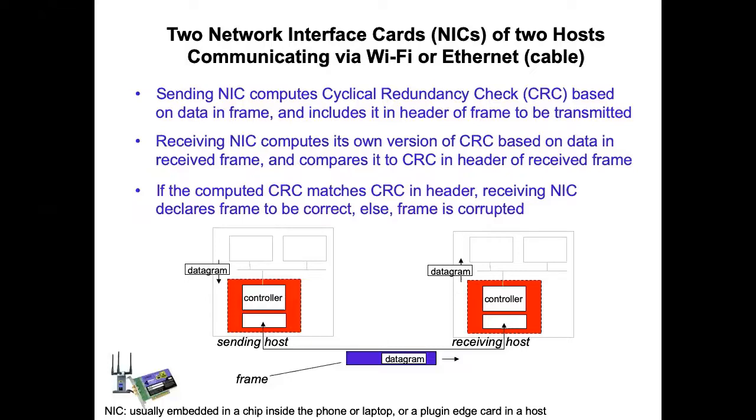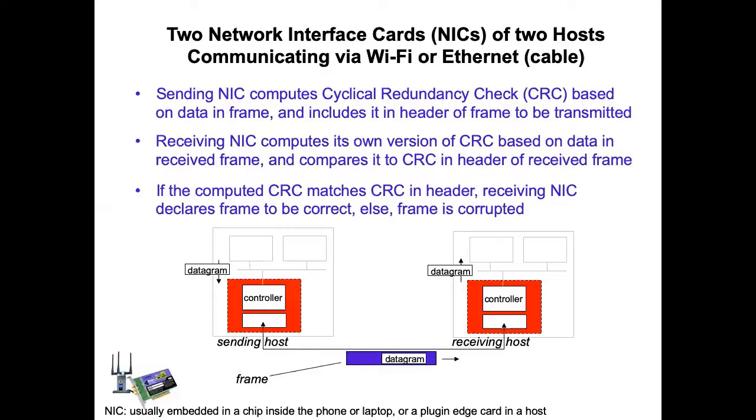And the reason the network interface card includes an error checking code in the frame is to ensure that the communication is a reliable one. This error checking code is called the cyclical redundancy check, CRC. The CRC is based on the data in the frame, and it's included in the header of the frame that's going to be transmitted. So in this video, we're first going to explain how the NIC computes the error checking code, and then we'll move on to the actual MIPS code.